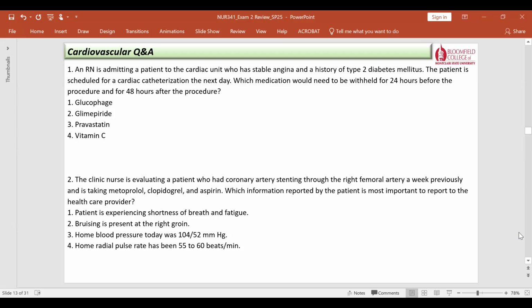A clinic nurse is evaluating a patient who had coronary artery stenting through the right femoral artery a week previously and is taking metoprolol, clopidogrel, and aspirin. Which information reported by the patient is most important to report to the healthcare provider?